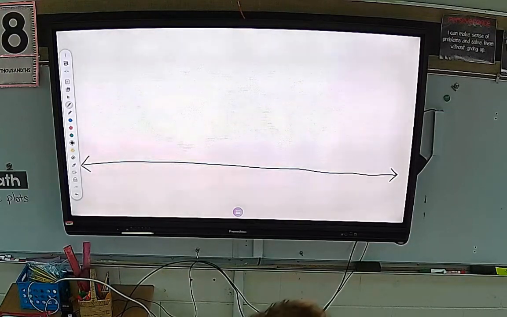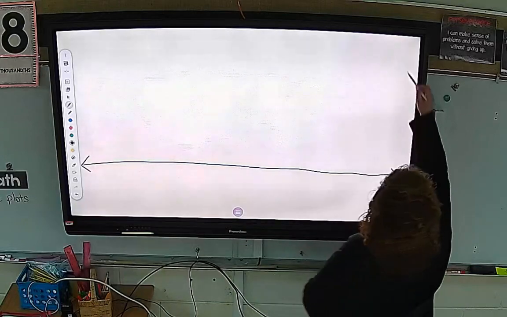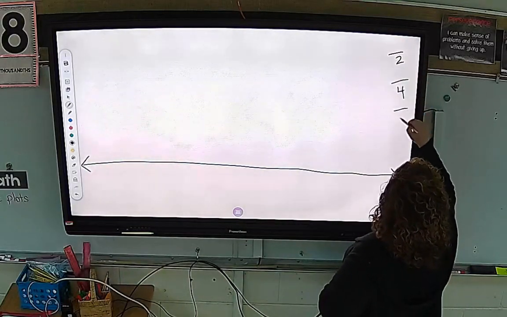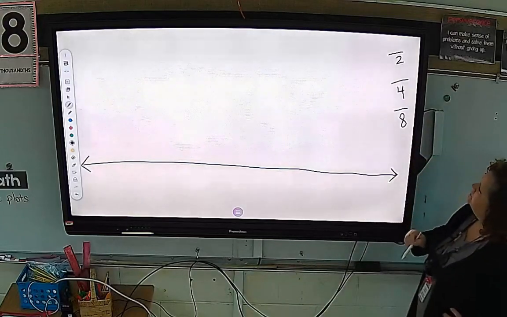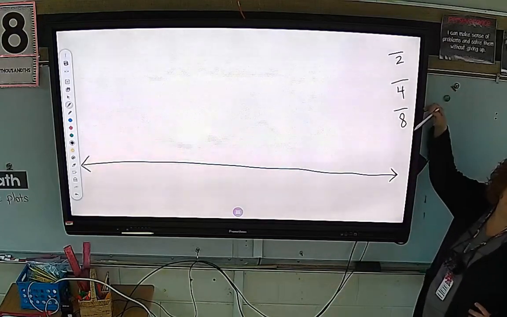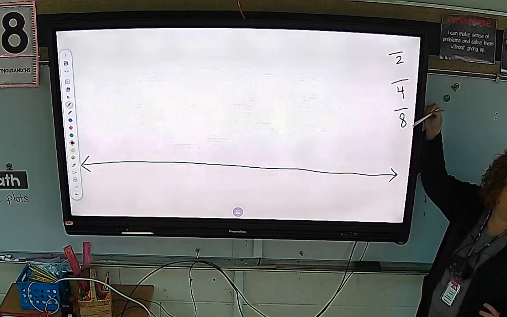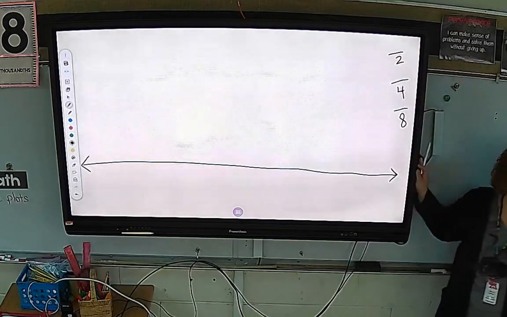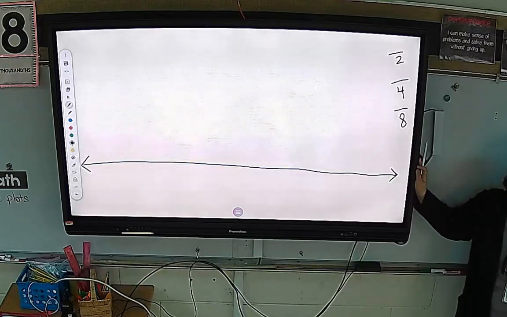Well, we've got halves. We've got fourths. And we've got eighths. Those are all, I wrote those as denominators, that's why that line is on top of them. We've got halves, we've got fourths, we've got eighths. Could those three different numbers go together? Mm-hmm. Yeah. They're kind of a fact family, so we're going to figure out how they go together.